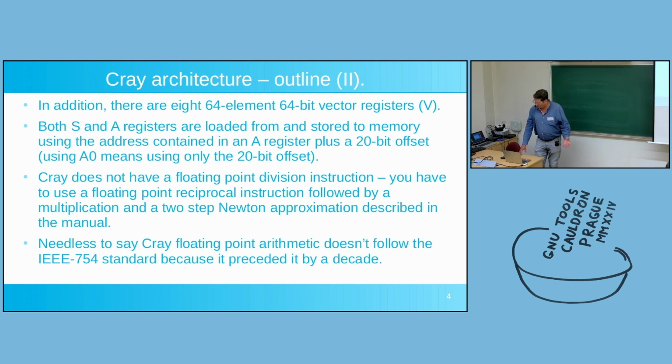CRAY does not have a floating point division instruction. In that sense, it's also special because CRAY thought that if you just computed the reciprocal of the floating point divisor and used multiplication, that was sufficient for the accuracy. And in the manual, for which I have a pointer in these slides, it is explained how you correct that approximation to the division. Needless to say, the CRAY also predates, of course, the IEEE 754 standard of floating point numbers, because that dated from somewhere in the middle of the 1980s.